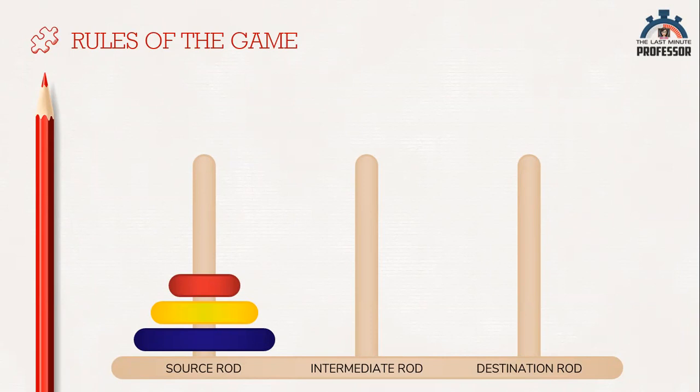The number of rods is fixed, that is, we have three rods, but the number of rings increases with every level. Say, for instance, you play with one ring in the first level, then two rings in the second level, and so on. We have certain rules to play the game.